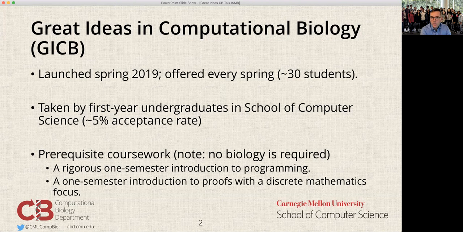I will note also that because the course is taught with an aim towards computer scientists, we made the decision not to require biology as prerequisite coursework. So we encourage students to take a modern biology introductory course concurrently with our course. And if they've had it before they take our course, then that is fine. But we try to motivate all the biological topics that they need from within teaching them computational biology.